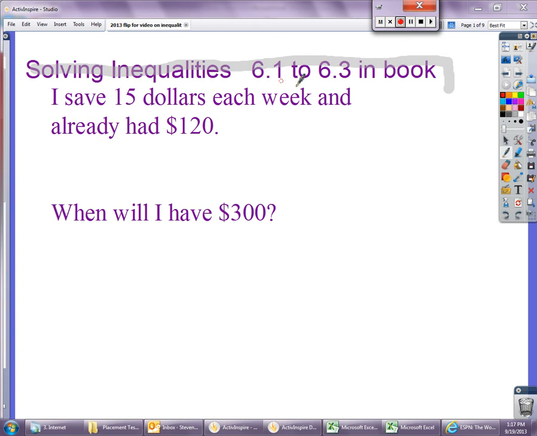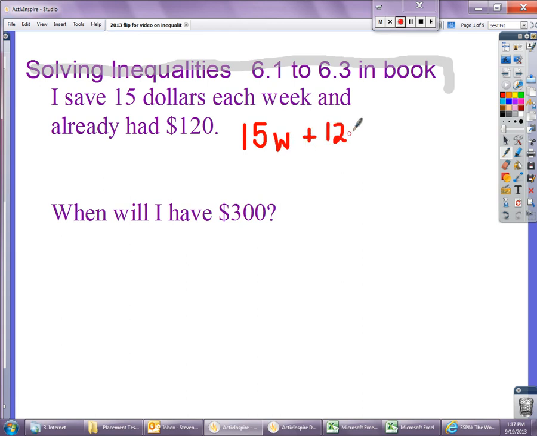Inequalities is also chapter 61 to 63 in your textbook in case you want to know what inequality is. It's important to go back and figure out in the last topic what an equation was. So if you save $15 each week and already have $120, to figure out how much money you would have at any given time, you need to know how many weeks you have.